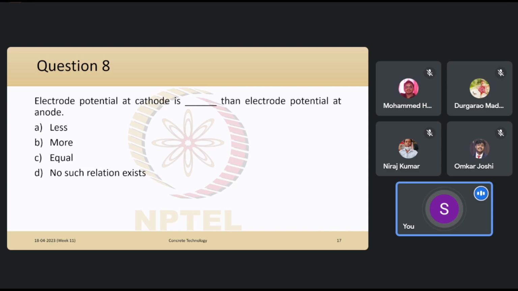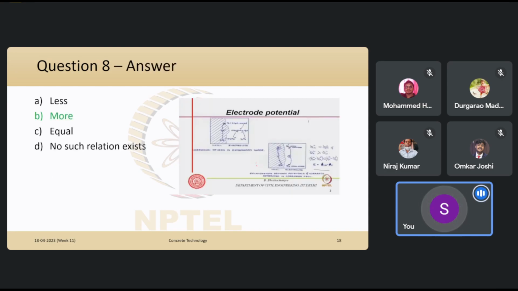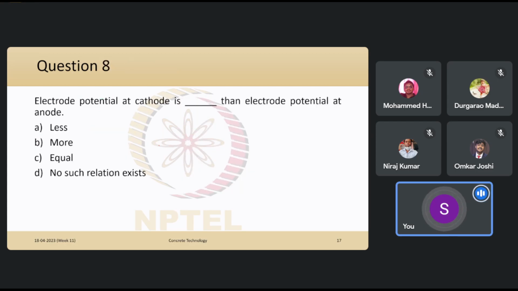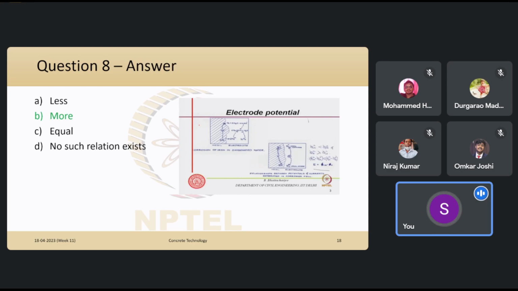Okay, so let's take a look at the answer now. So the right option is option B. It will be more. The potential at the cathode will be more than the electrode potential at the anode. Right, so we saw in the lecture, taking the example of corrosion of iron, how the cathode and the anode are in the same metal. So a region will be acting as a cathode, and another region will be acting as the anode.